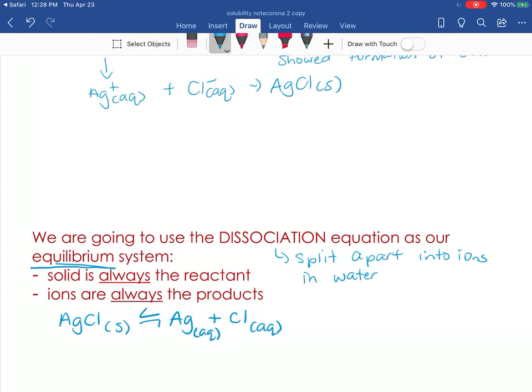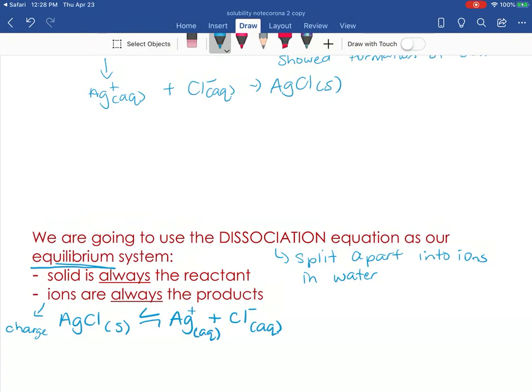So in this section, the fact that the ions are on the product side is going to impact the equilibrium law. Okay, so we have a double arrow here because in the past, we would have said that silver chloride was insoluble. The ions are always the products. Ions do have a charge.